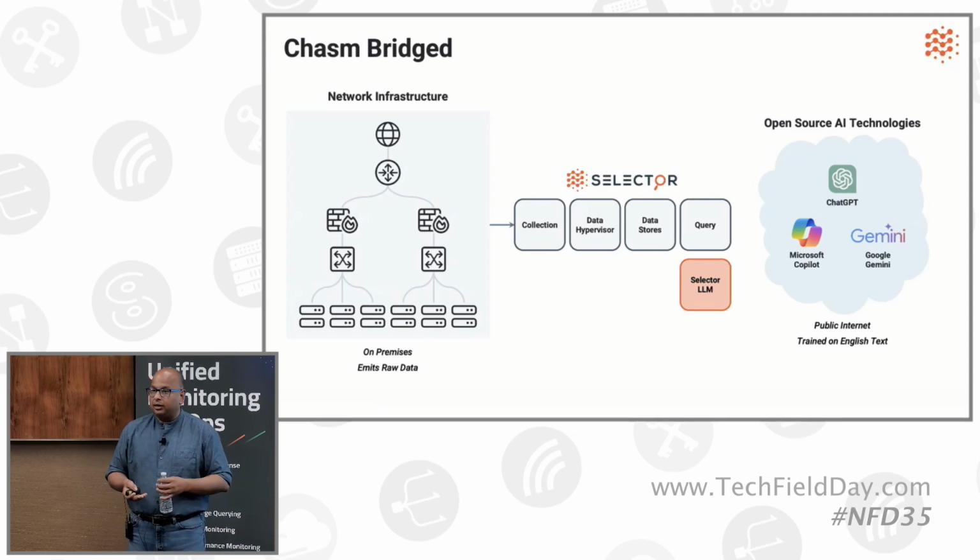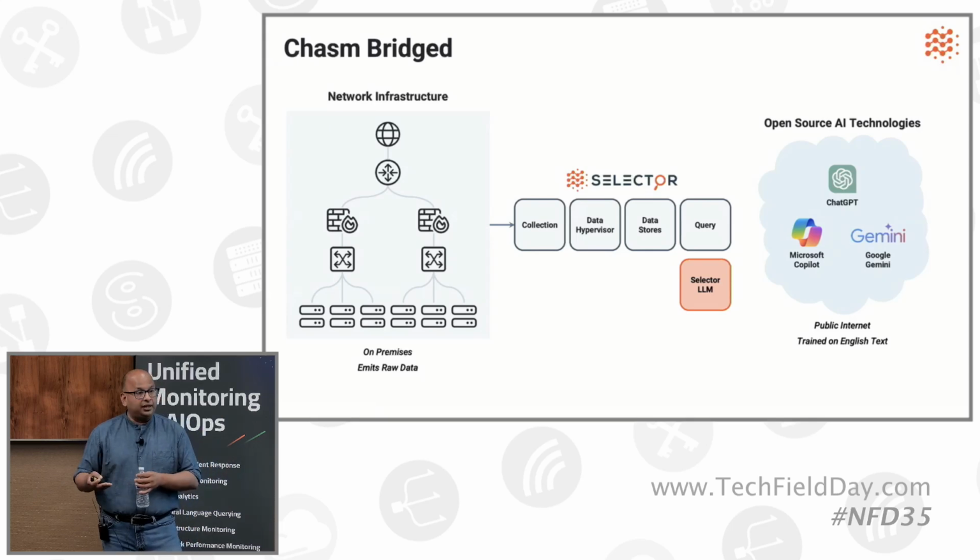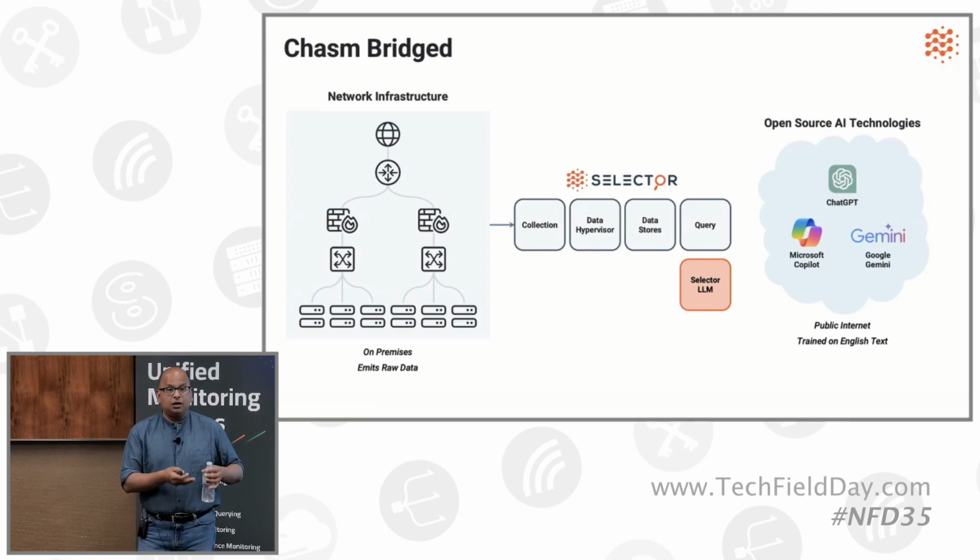We have a data compiler, which we call a data hypervisor, just like compute hypervisors abstracted the details of disk, compute, and storage from applications. We've built a data hypervisor that hides the variety of formats of the underlying data and presents it in a uniform way up to the storage layers.